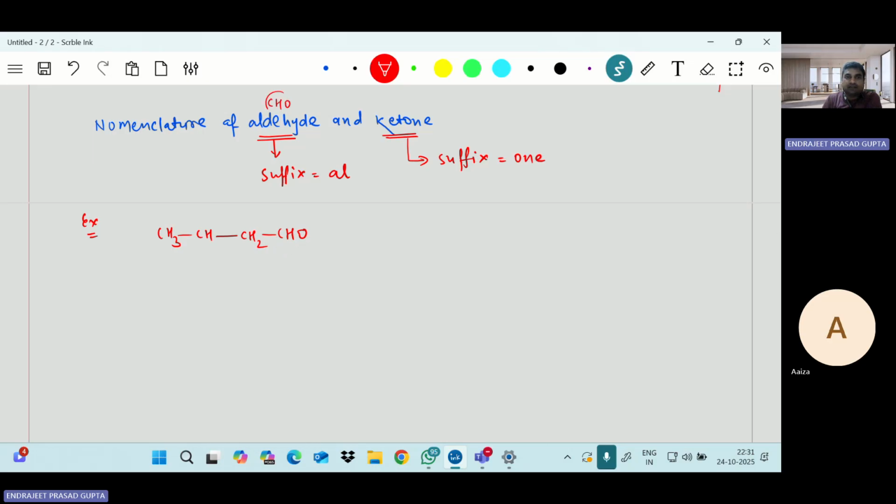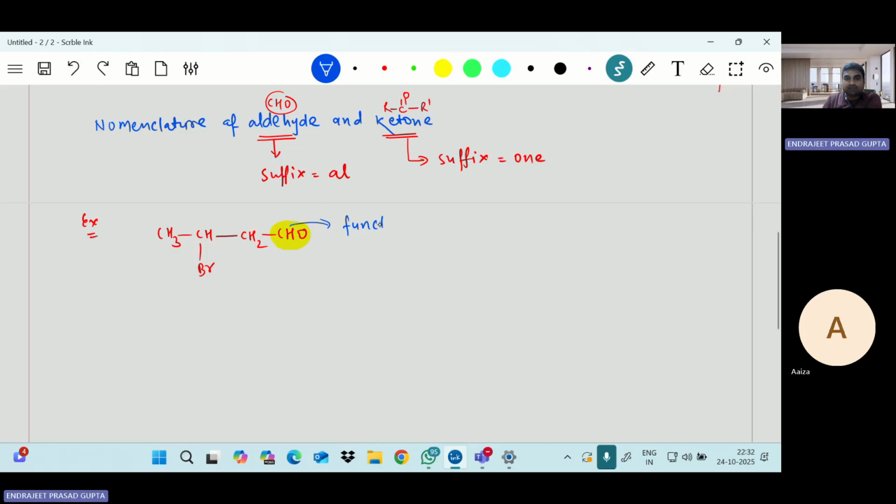CHO is aldehyde. And if C double bond O has carbon chain on both sides, it will be ketone. So here, this is aldehyde. And if I am writing here Br, iodine, chlorine, so this is the functional group. What is the functional group?